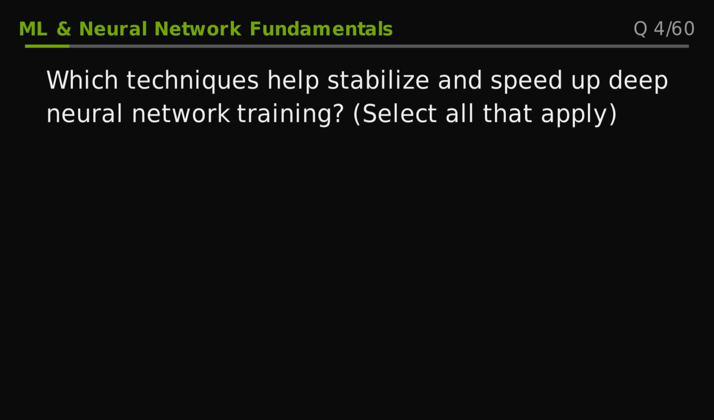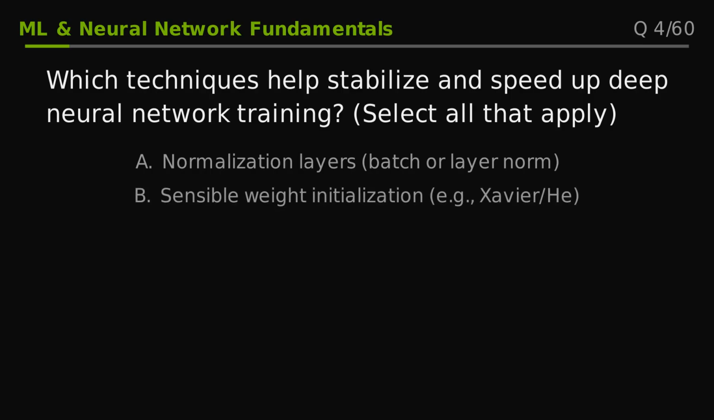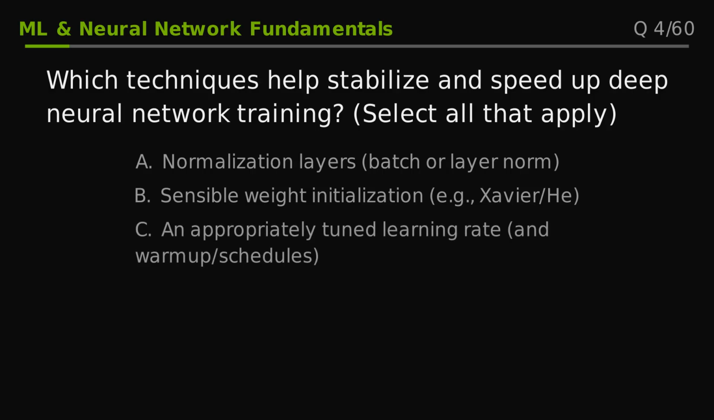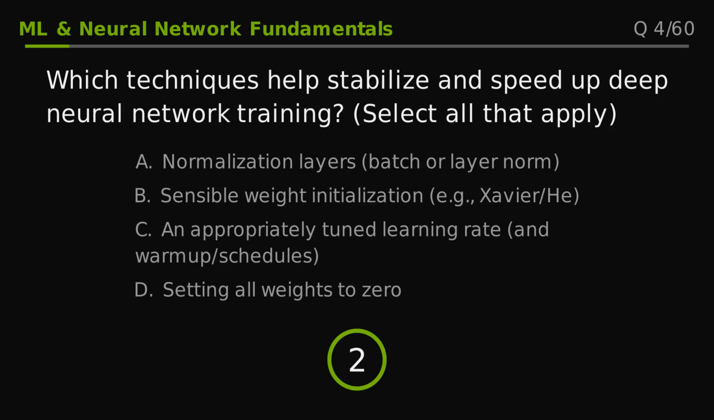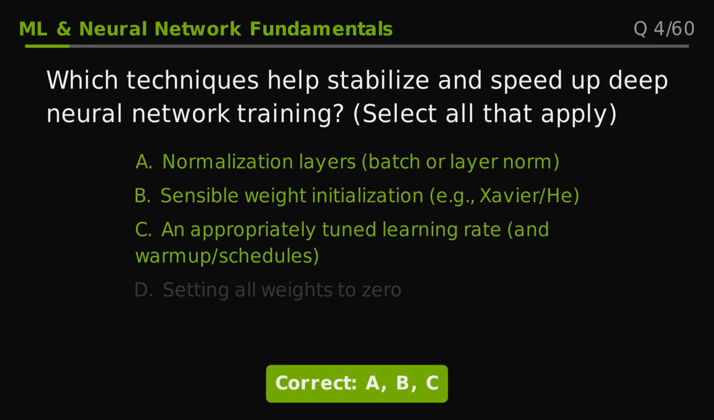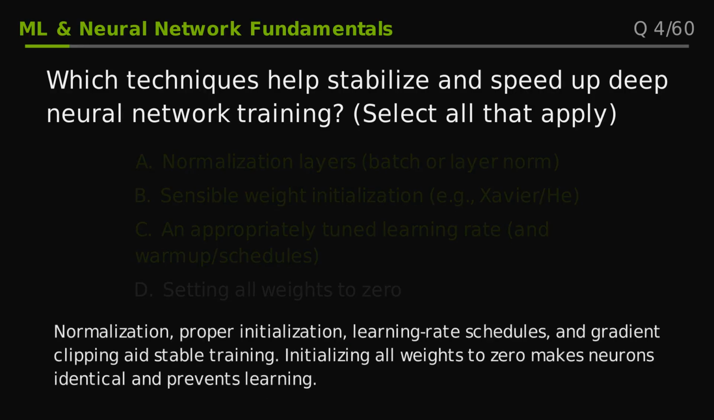Question 4. Which techniques help stabilize and speed up deep neural network training? Select all that apply. Option A. Normalization layers, batch or layer norm. Option B. Sensible weight initialization, for example Xavier or He. Option C. Appropriately tuned learning rate and warm-up schedules. Option D. Setting all weights to 0. The correct answers are A, B, and C. Normalization, proper initialization, learning rate schedules, and gradient clipping aid stable training. Initializing all weights to 0 makes neurons identical and prevents learning.